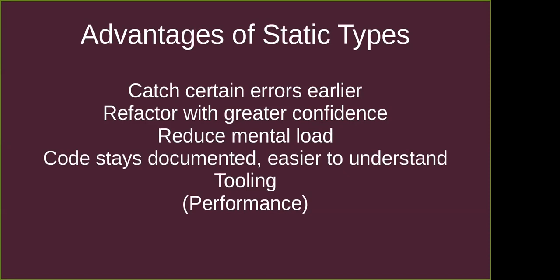The code stays documented and easier to understand. If you're coming into a new area of the code, or a year later you're coming back to some code you wrote, if you have the types expressed in the code, then it's easier to understand what things are and what you can do with them. And you can add comments with dynamically typed languages, but there's no guarantee that the comments will stay up to date. The code may change and the comments can get stale, and then does that comment still apply? Whereas if it's statically typed, then it's up to date.